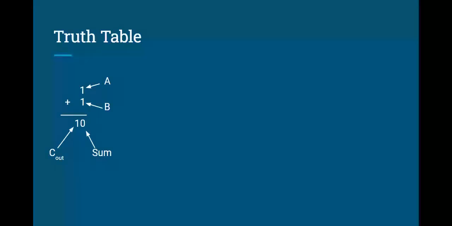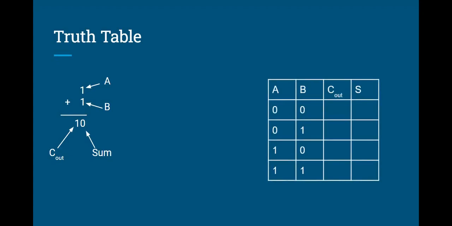Now, let's load these into a truth table, and it should look something like this. We know our inputs are always going to look like that for a truth table. But remember, for 0 plus 0, the output is going to be 0, 0. For 0 plus 1, 0, 1. For 1 plus 0, it will still be 0, 1. And for 1 plus 1, the result is 1, 0.